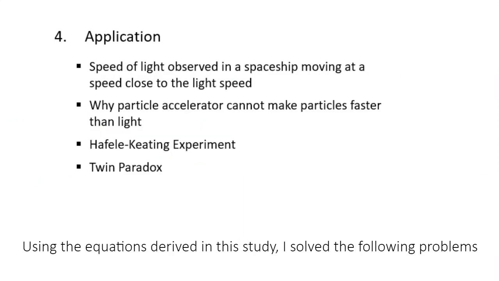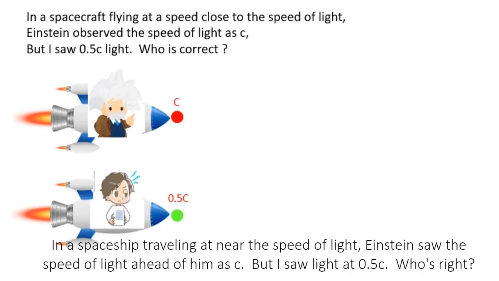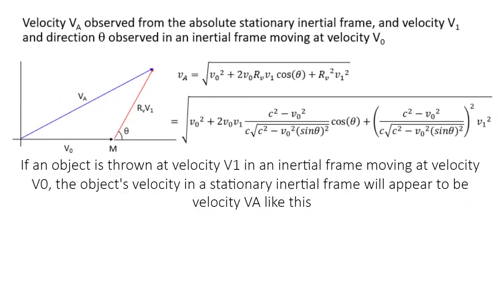Using the equations derived in this study, I solved the following problems. In a spaceship traveling at near the speed of light, Einstein saw the speed of light ahead of him as c, but I saw light at 0.5 c. Who's right? If an object is thrown at velocity v1 in an inertial frame moving at velocity v0, the object's velocity in a stationary inertial frame will appear to be velocity va like this.